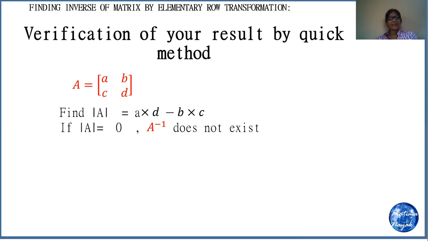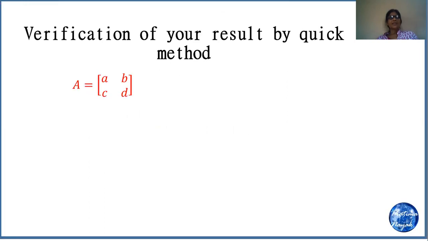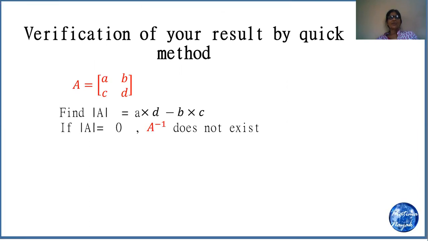Now what is the inverse? A inverse is equal to 1 by determinant A into d, minus b, minus c, a. That means just change diagonally, and you know that when we write the cofactors, these right diagonals will be changed. So it will be minus c, minus b. And just see whether you are getting the same or not. Then it is verified.